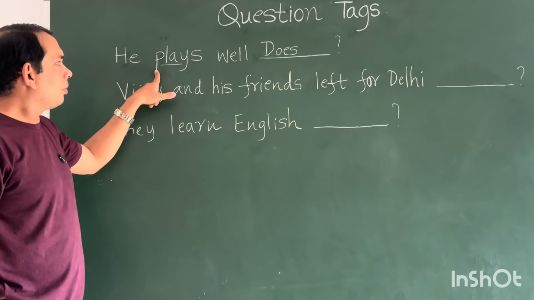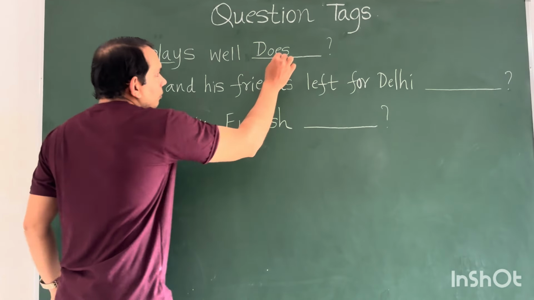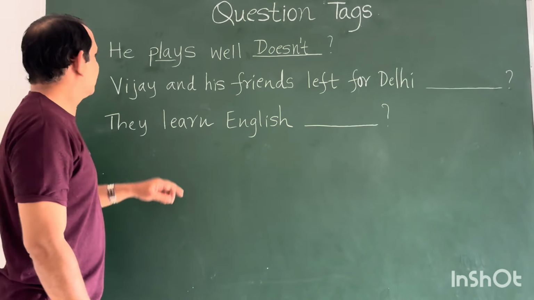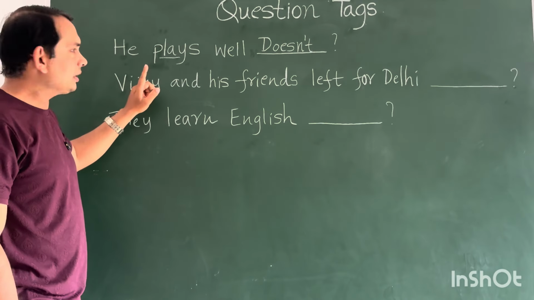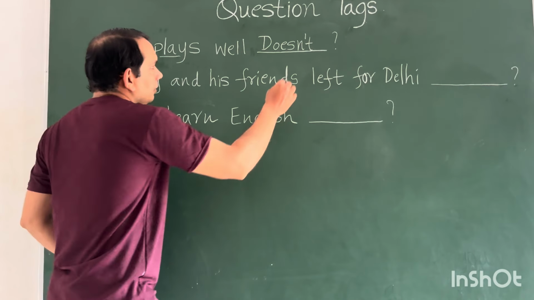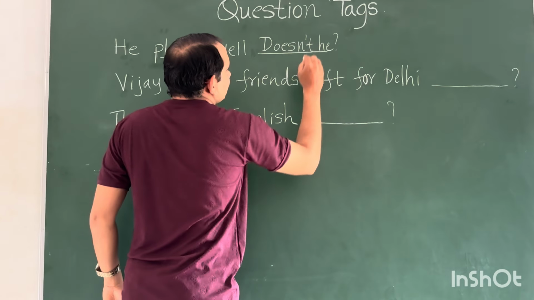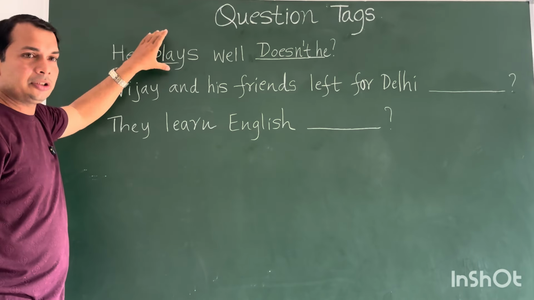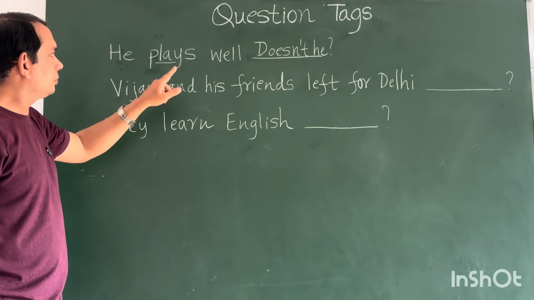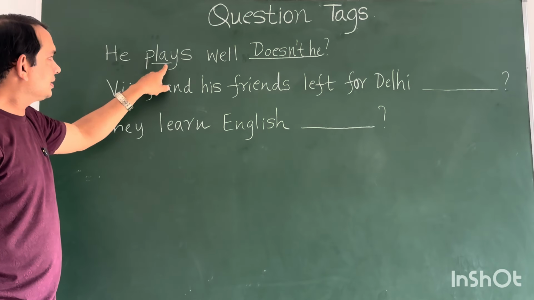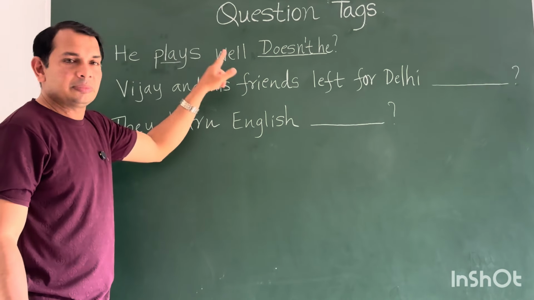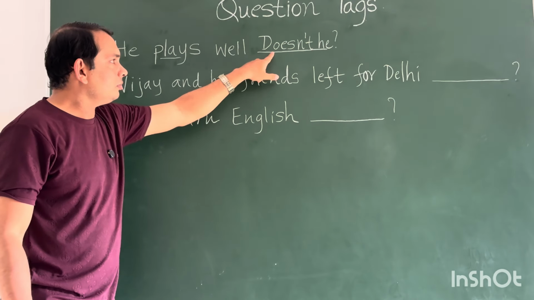This is a positive sentence. So we add not, doesn't. The subject used in this sentence is he. Doesn't he is the answer to this question. What we need to bear in mind, what we need to remember, is this: the verb form determines the question tag that we are going to write.